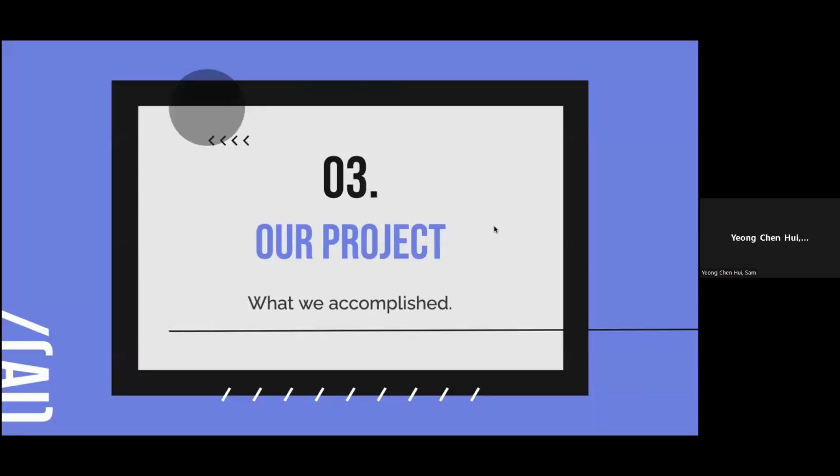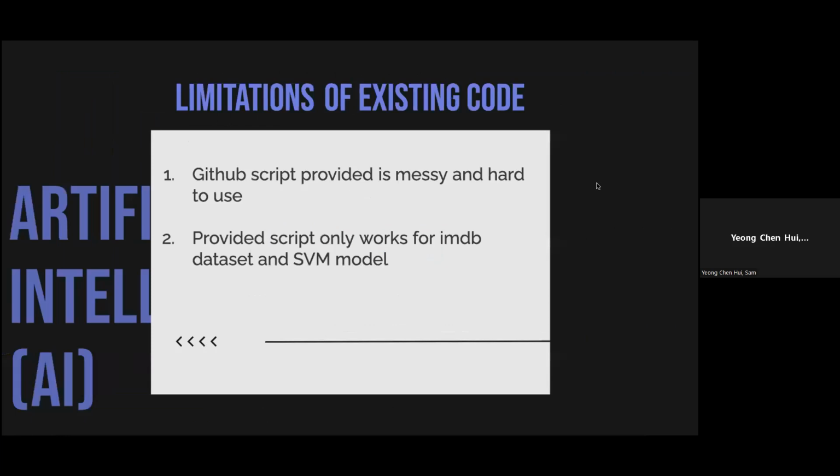Okay, so moving on to our project, what we have accomplished and the several challenges we have faced while making this project. The main reason we started doing the project was because there were several limitations with the existing code. First of all, the GitHub script that was provided along with the paper was quite messy and hard to use. And the provided script only worked for the IMDb dataset and only for SVM models. There were no deep learning models that could be used along with it.